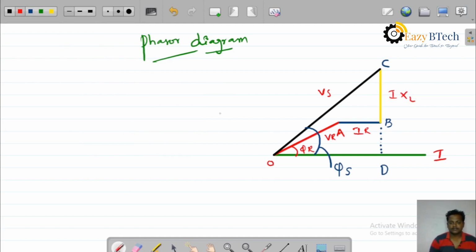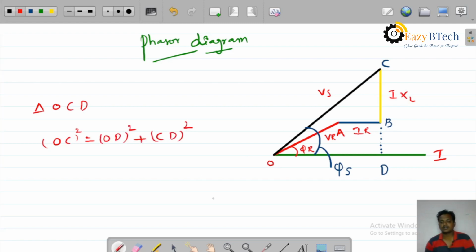From the phasor diagram, from the triangle of OCD, OC square is equals to OD square plus CD square. Okay, OC square is equals to OD square plus CD square.